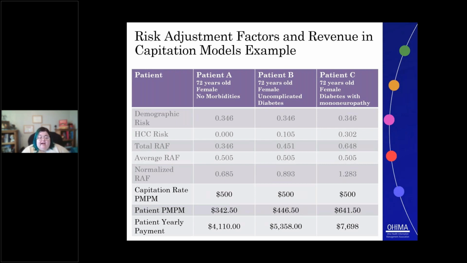So if you look at patient A with no HCC condition code, their monthly per patient per month payment to cover their cost of care is going to end up being $342.50. If we compare that to a patient who's been coded very specifically with diabetes with mononeuropathy, or our patient C here, their monthly per member per month capitated payment is going to be $641 to cover their cost of care. So patient C has almost double the capitation payment of patient A.